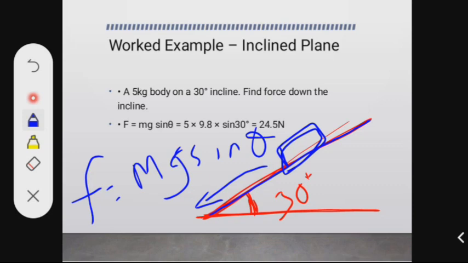They might give you the force acting downward and tell you to find the angle of the inclined plane. They might tell you that the force acting downward is this, and they define the angle, and you find the angle. Or they could give you the angle and the force, and tell you to find the mass.